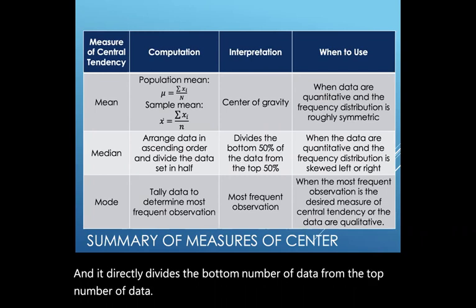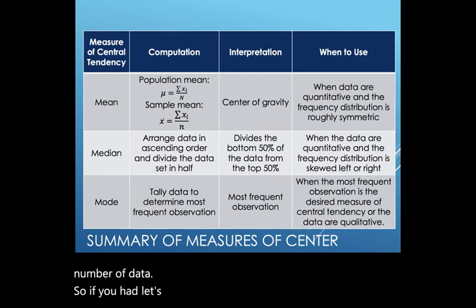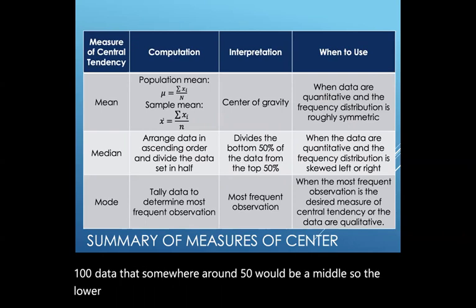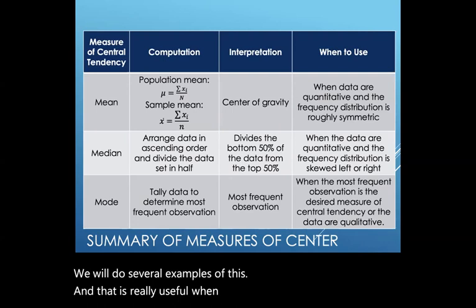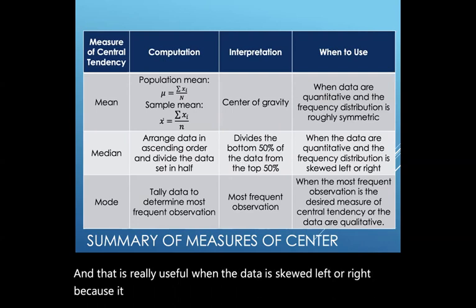So if you had, let's say, 100 data, you know that somewhere around 50 would be a middle. So the lower part would be on one side and the higher numbers would be on the other. We will do several examples of this. And that is really useful when the data is skewed left or right, because it removes the really, really large unexpected values or the really, really small unexpected values.